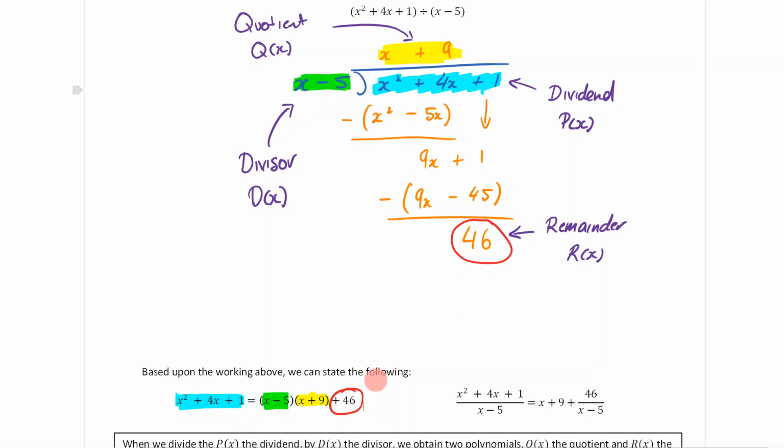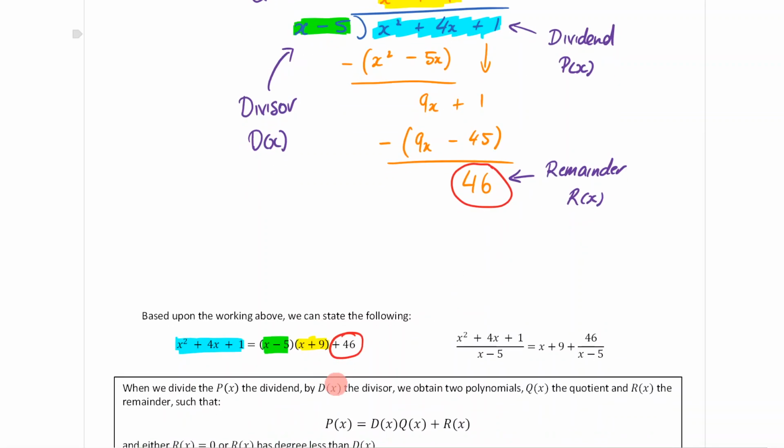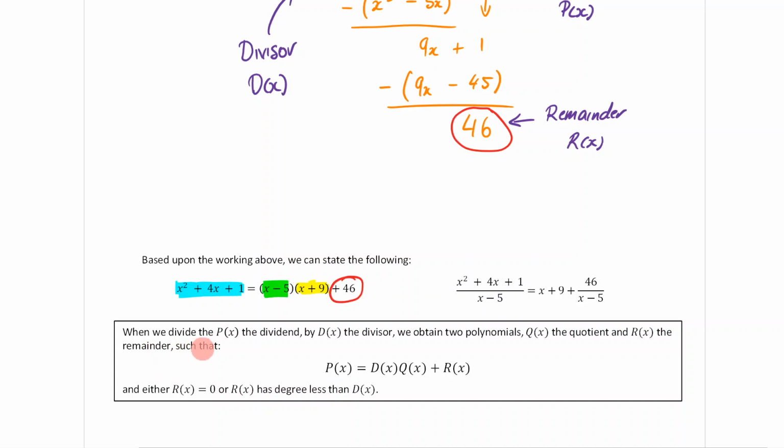A lot of words there, but hopefully that makes sense. And I actually have this written down formally here. So when we divide p of x, the dividend, by d of x, the divisor, we obtain two polynomials, q of x, the quotient, and r of x, the remainder, such that, as you can see here, my dividend is equal to the divisor multiplied by the quotient, then I plus onto that my remainder.